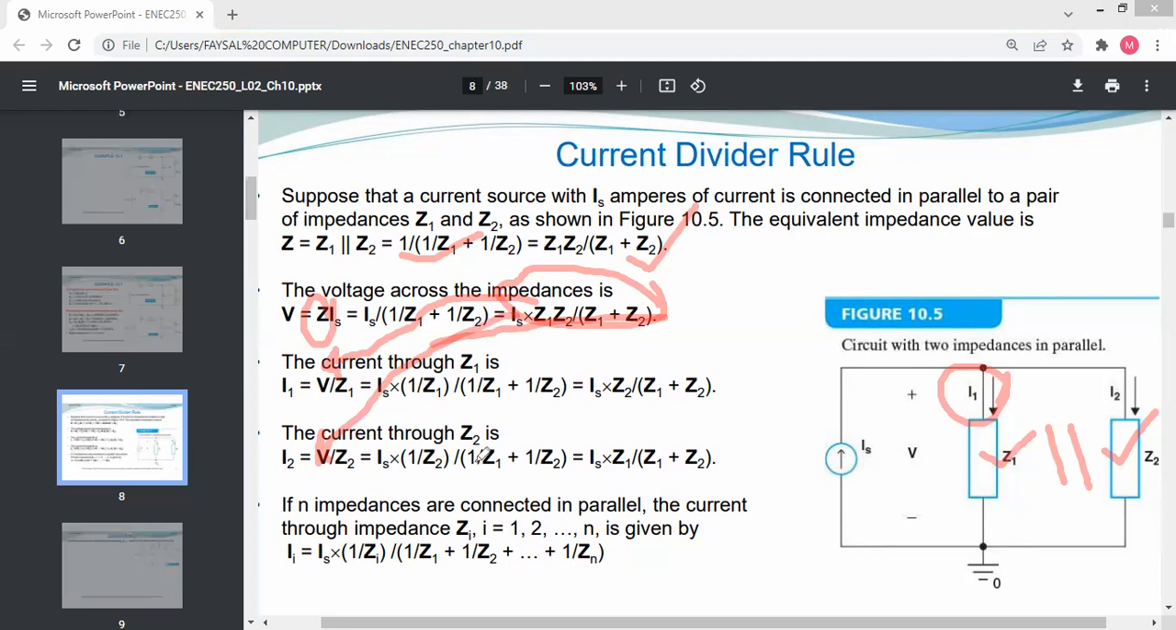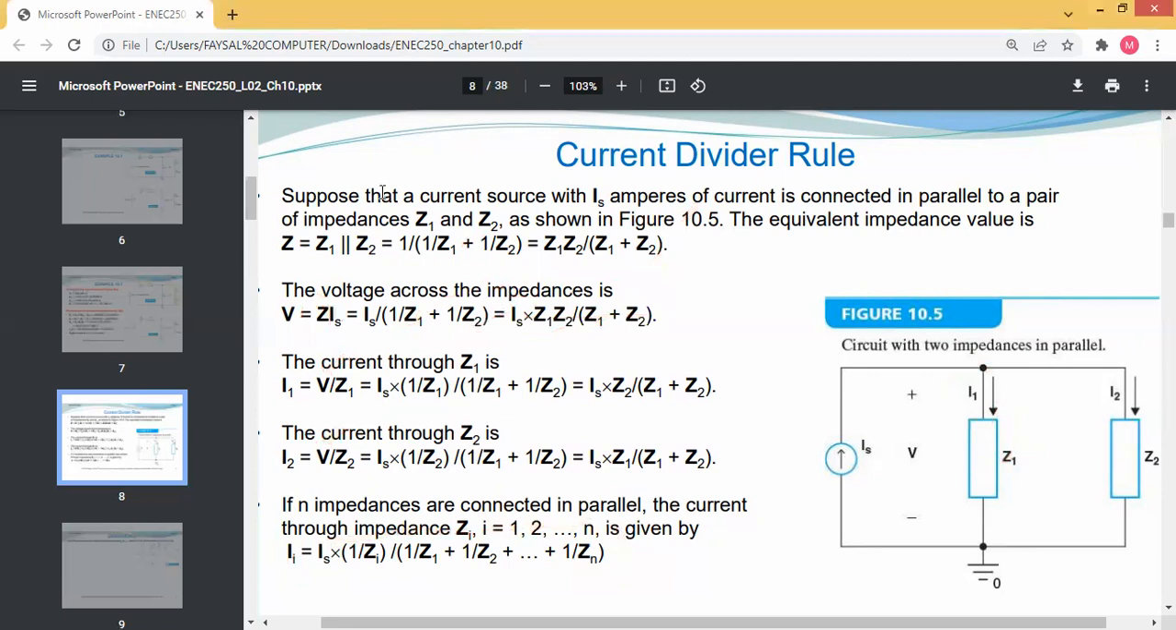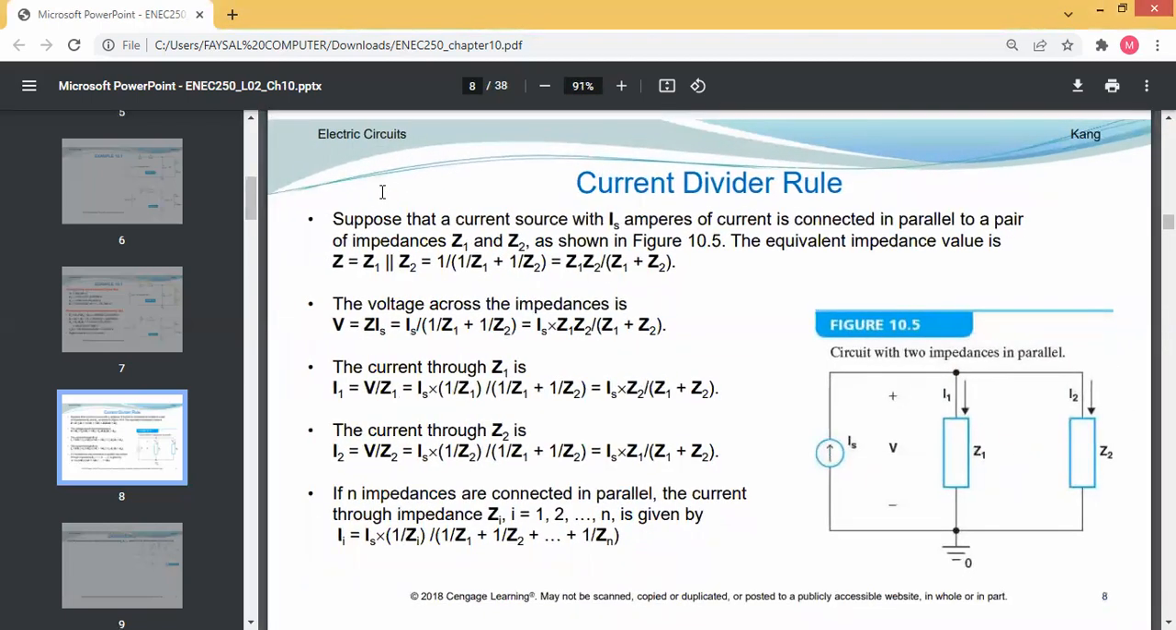So it will be 1 upon Zi divided by 1 upon Z1 plus 1 upon Z2 plus 1 upon Z3. So this is my general current divider rule to find the value of current for a given circuit. For this, I have to do a certain example to elaborate how it works.